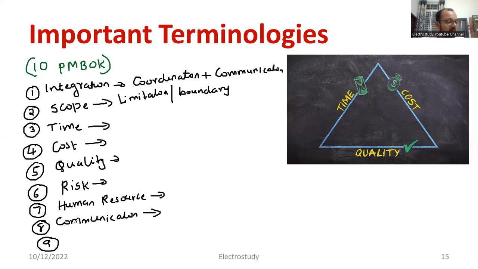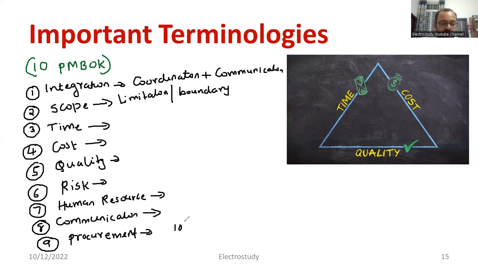The ninth one is procurement. Procurement is nothing but, in order to complete the project, the accessories and materials need to be purchased. If any essential materials are required, they have to be purchased. Without the proper materials, the project can never be completed within the stipulated time, and the quality also matters a lot. Procurement is nothing but purchasing raw material and the essential things required for the project.